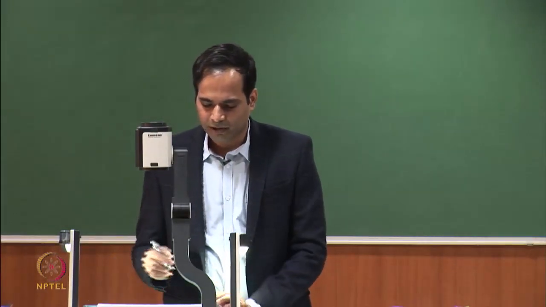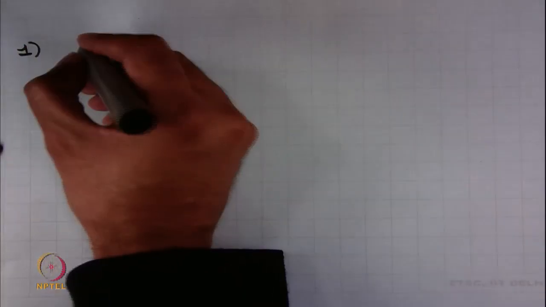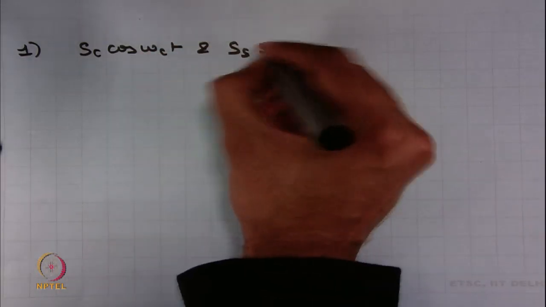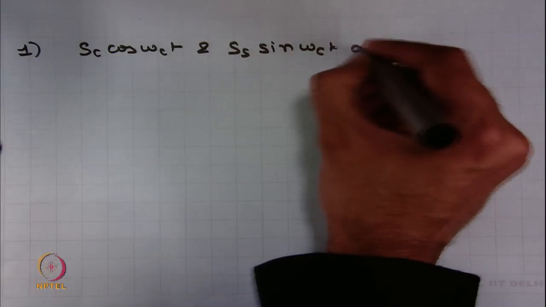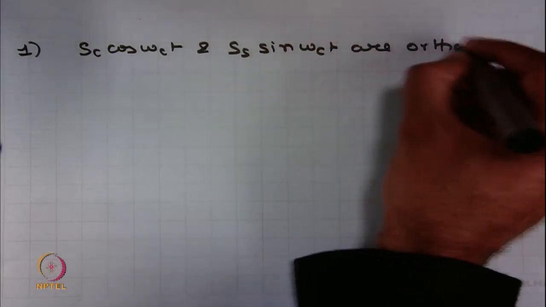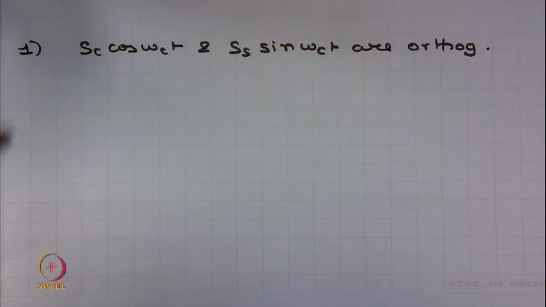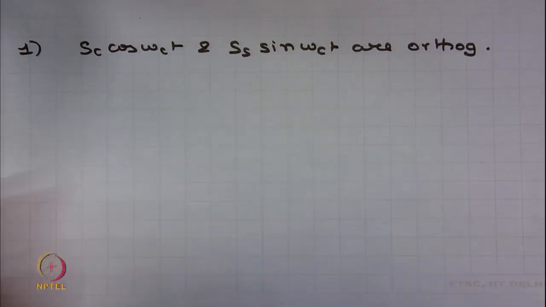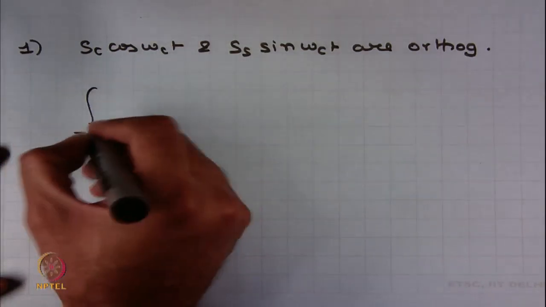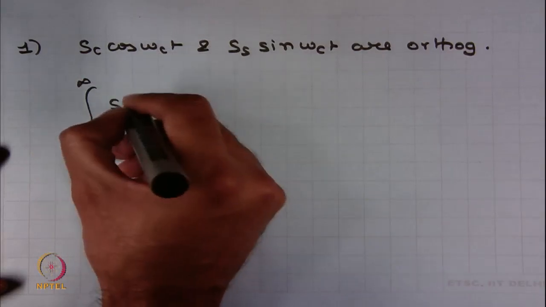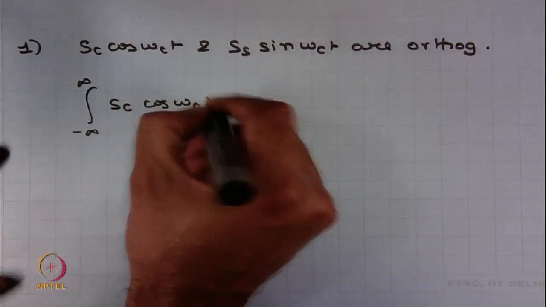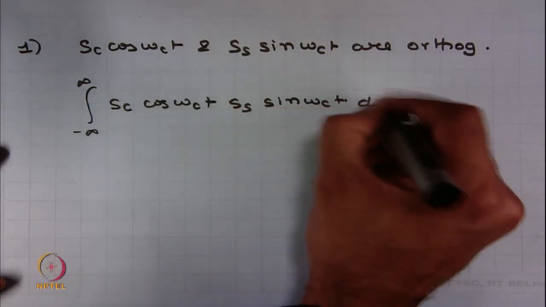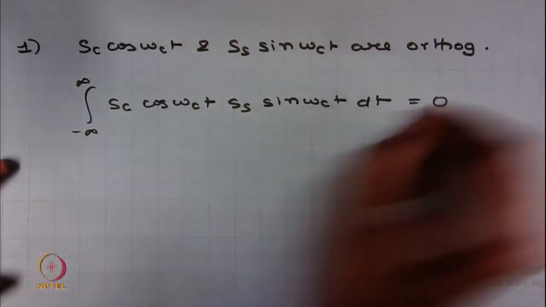So, let us start with property number 1. We have to prove s_c cos ω_c t and s_s sin ω_c t are orthogonal. And to prove this, what we need to do is show that their inner product is 0. That is what you require to prove the orthogonality between the two signals. So, we take their inner product, which is the integral of s_c cos ω_c t times s_s sin ω_c t dt, and we want to prove that this is 0.